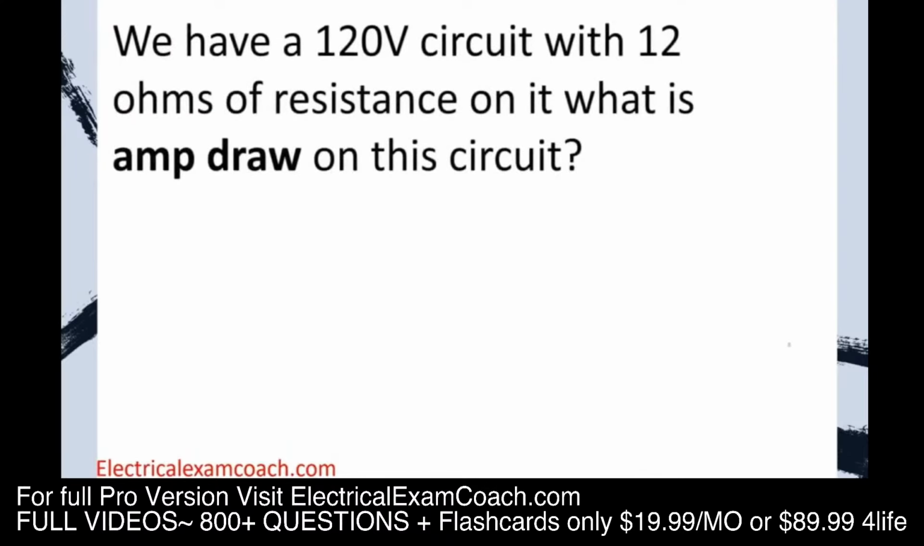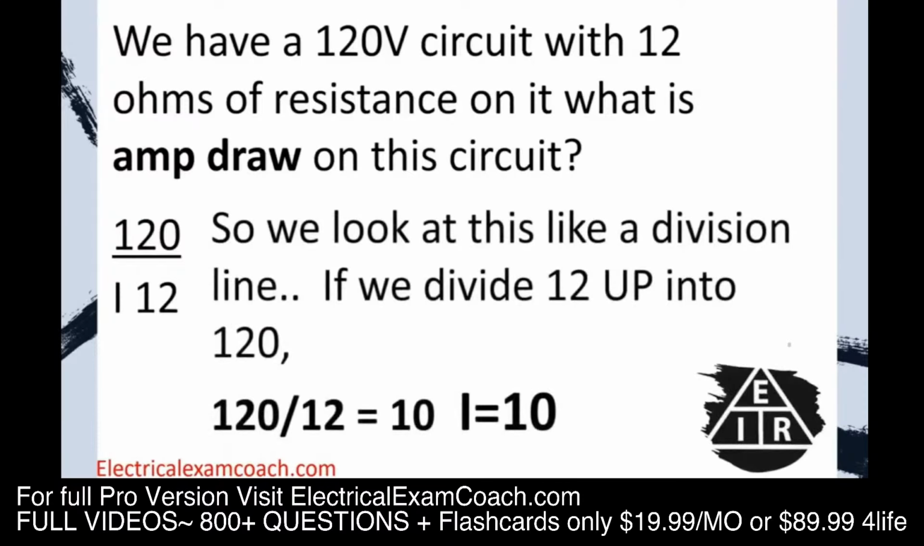In this case, we have a 120 volt circuit with 12 ohms of resistance on it. What is the amp draw on this circuit? Well, what I love about formulas is we just plug in what we know. We know we have 120 volts. We know that we have 12 ohms of resistance. And we're going to look at this like a division line. We just take 12 and divide up into 120. We set it up like this. 120 divided by 12 equals 10. That lets us know that there should be 10 amps of current on this circuit.